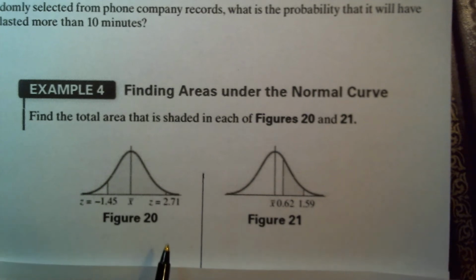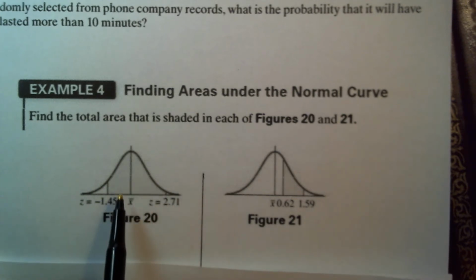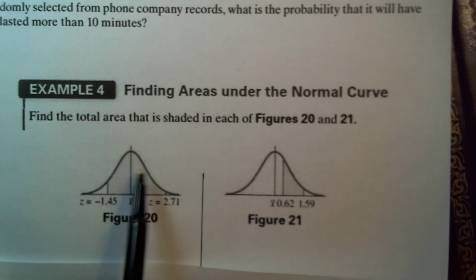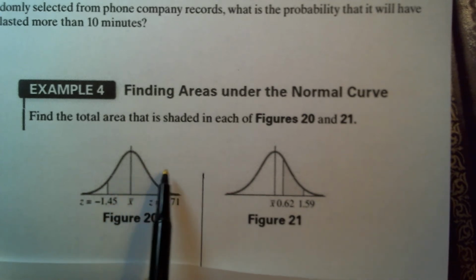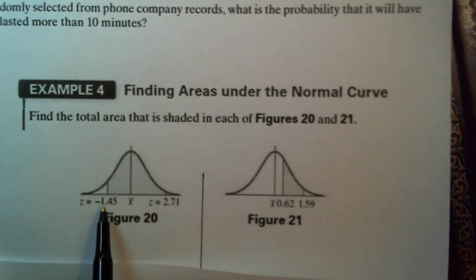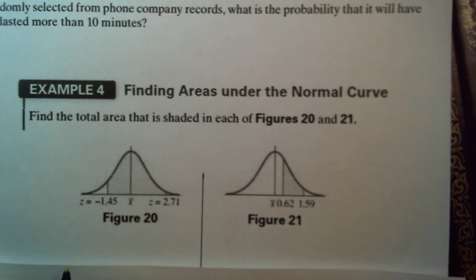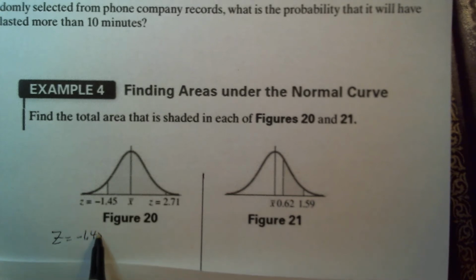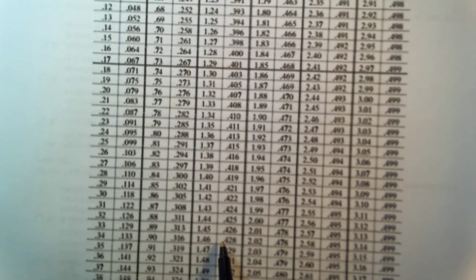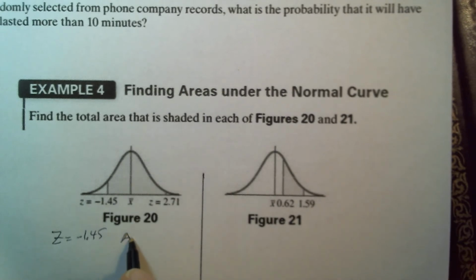In the next example, we are asked to find areas under the normal curve, and the one on the left says find the total area that is shaded in each of these figures. So here's a z-score of minus 1.45. So z equals minus 1.45. We look at table number 16. We look for a z-score of 1.45, and the corresponding area is 0.426.